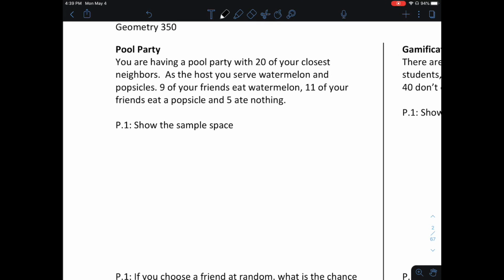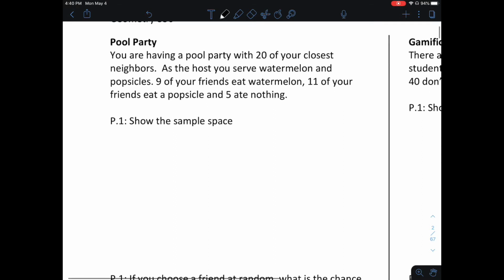That popsicles doesn't look like it's spelled right. Don't know if it is, but that looks whack.